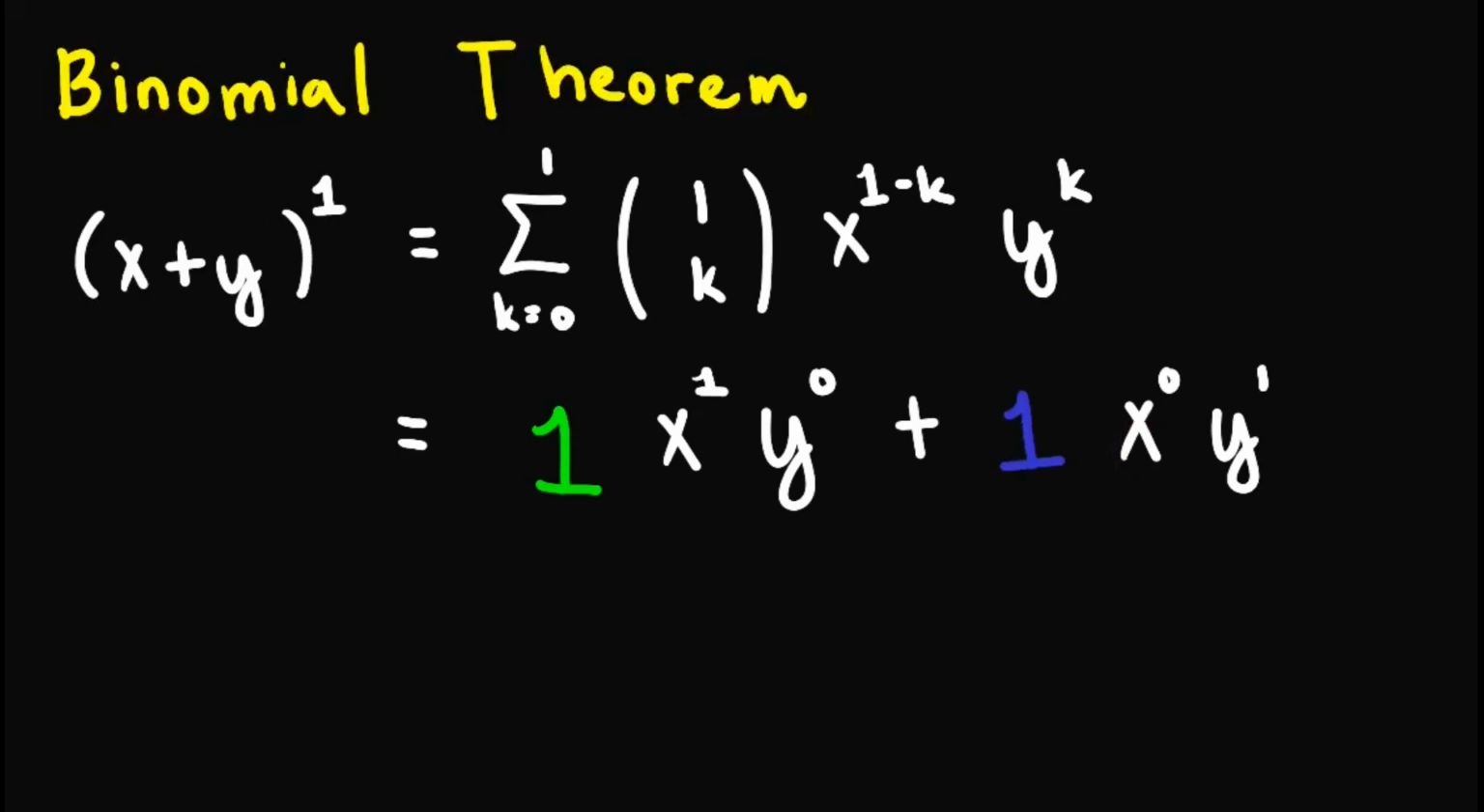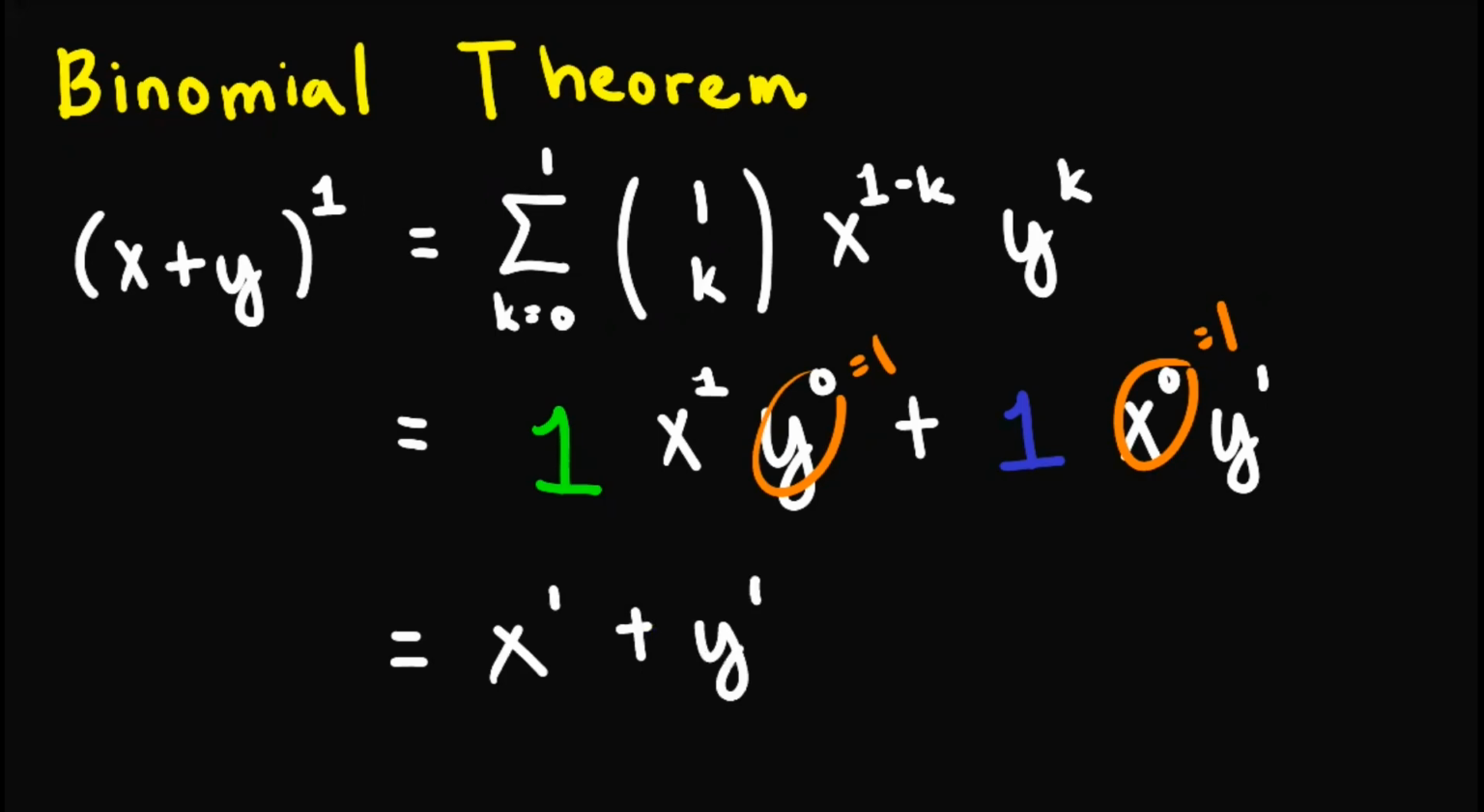Now furthermore, y raised to 0 will always be equal to 1, and x raised to 0 will always be equal to 1. And so this simply simplifies into x raised to 1 plus y raised to 1, or simply x plus y. And so we have arrived with our expected outcome, which is this one.